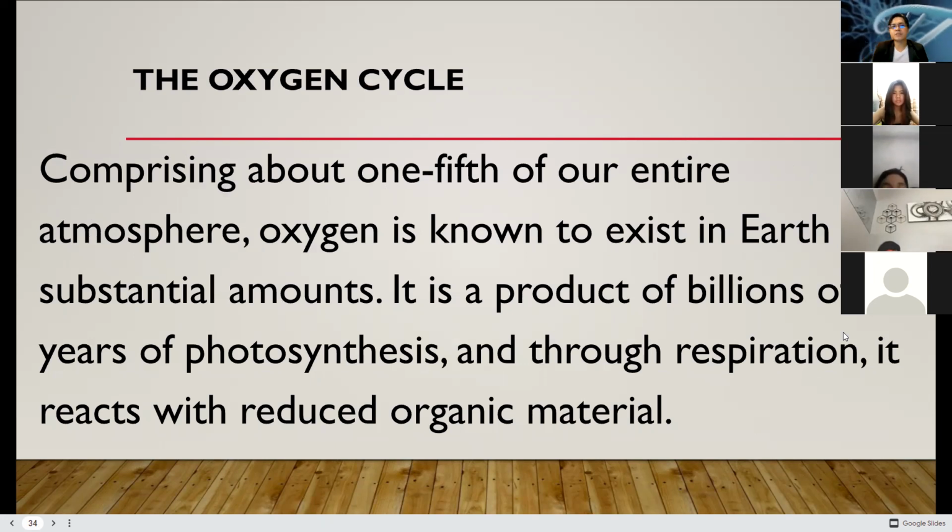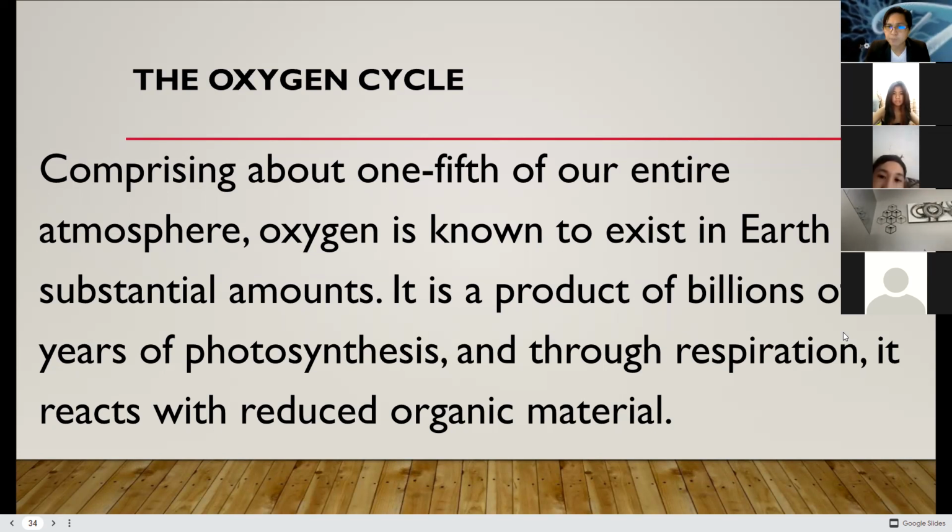Oxygen cycle. This is really common because we are using oxygen also. We are aerobic organisms. The oxygen cycle: comprising about 1/5 of our entire atmosphere, oxygen is known to exist on Earth in substantial amount. Meaning to say that it needs an organism to create oxygen, since it is with a limited supply. We have a limited supply of oxygen here. It is a product of billions of years of photosynthesis.